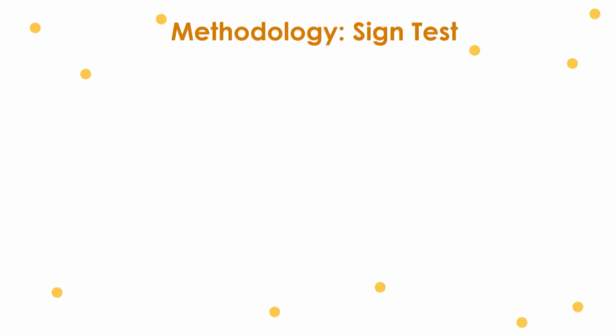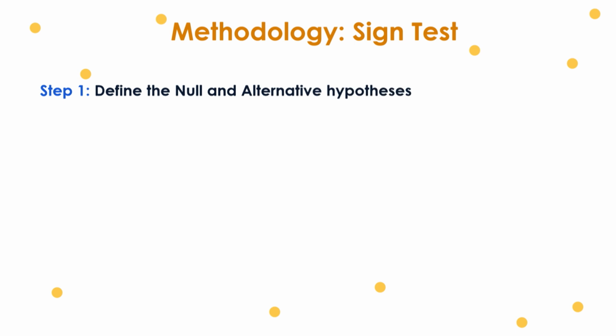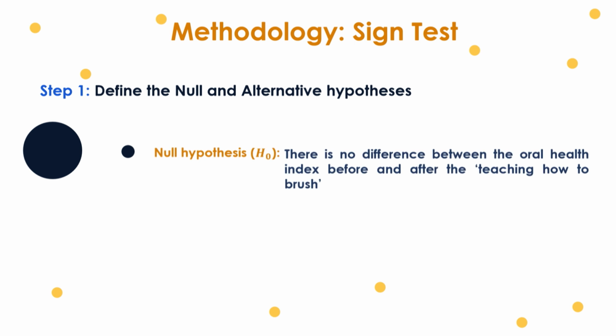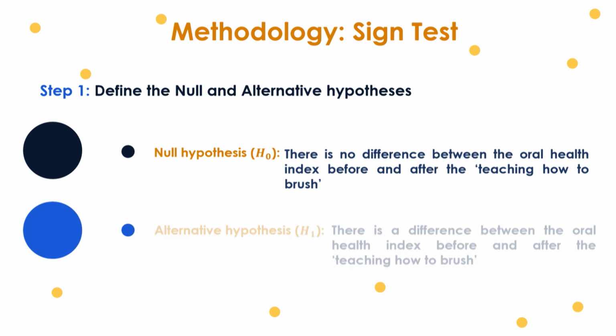Now we can discuss the different steps involved in solving the sign test. Step 1: define the null and alternative hypotheses. The null hypothesis: there is no difference in the oral health index before and after teaching how to brush. This is framed from the previous case scenario. The alternative hypothesis: there is a difference in the oral health index before and after teaching how to brush, that is, whether the health index has improved or not.